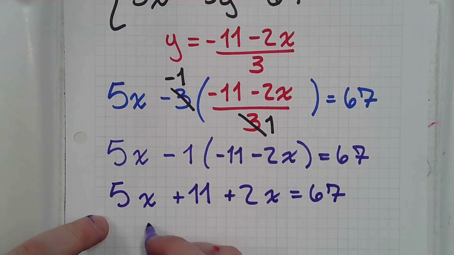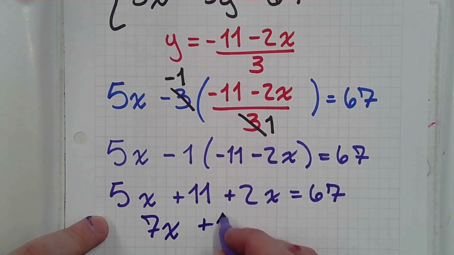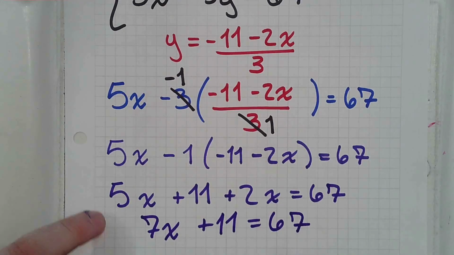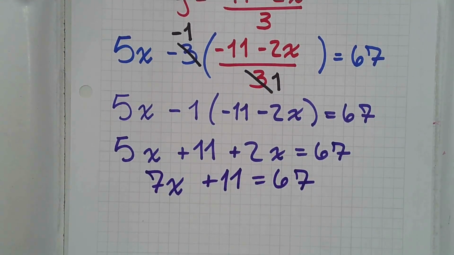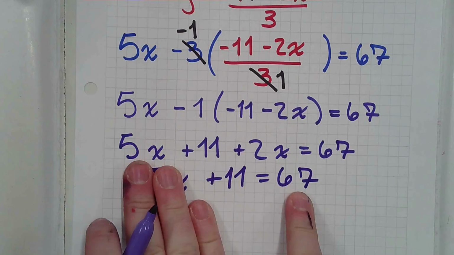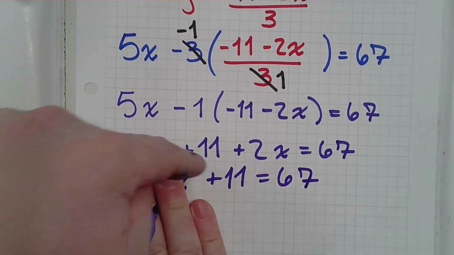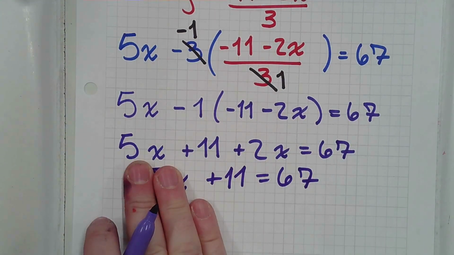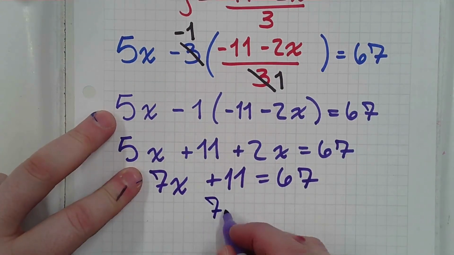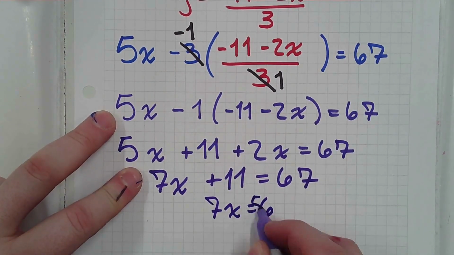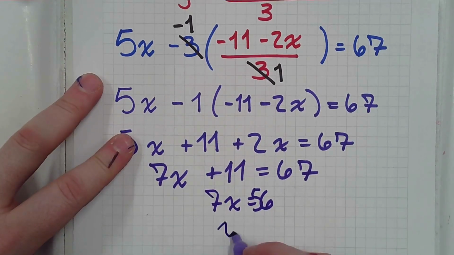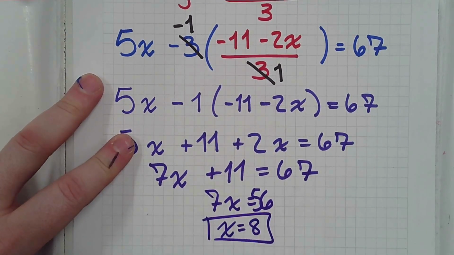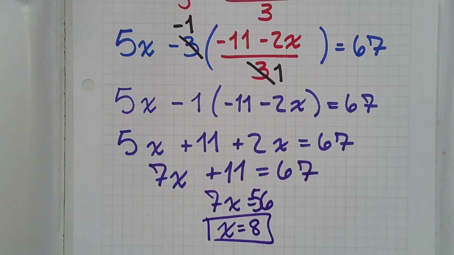We get 7 total x's. And at this point, hopefully you can see the answer. What do I add to 11 to get 67? Well, 56, because 56 plus 11 gets you 67. So this needs to be 56, which means that x must be 8. So we found x is 8.